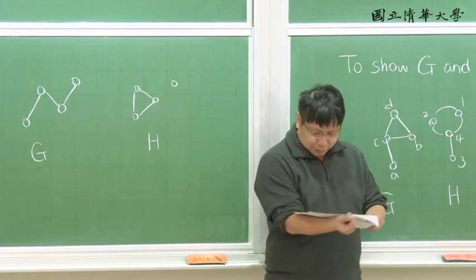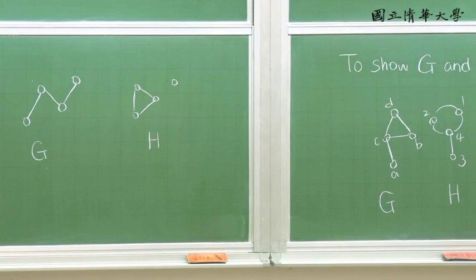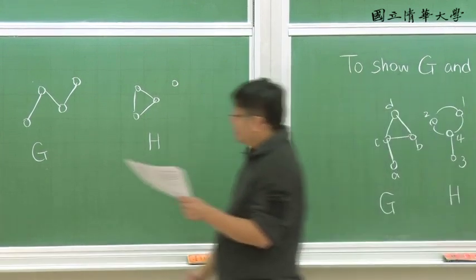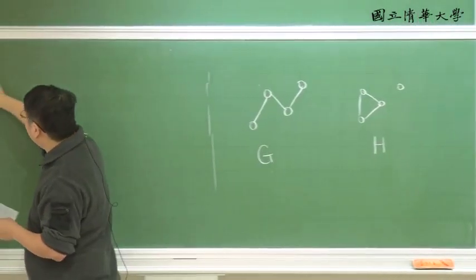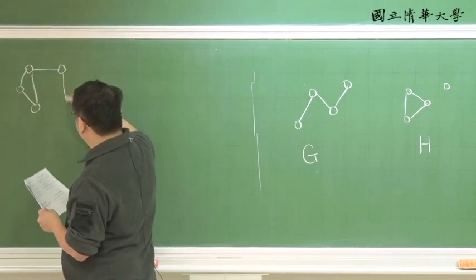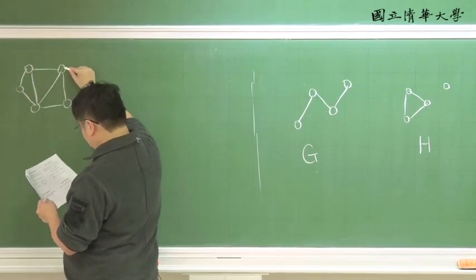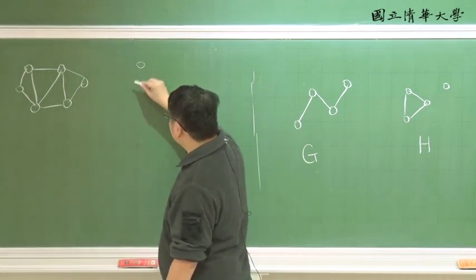So let's see some examples and see if we can get good reasons why they are not isomorphic. I have two graphs here. Another example, let's say I have a graph here. So this is one graph, and then this is another graph.